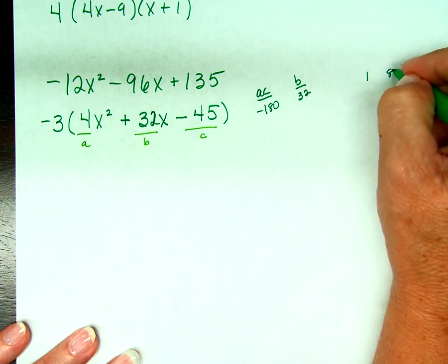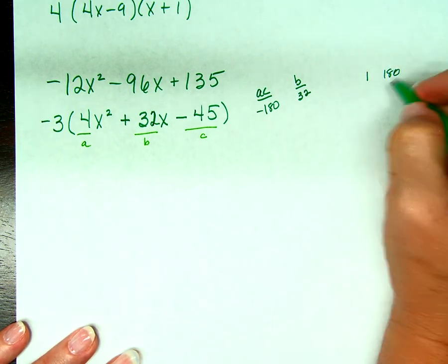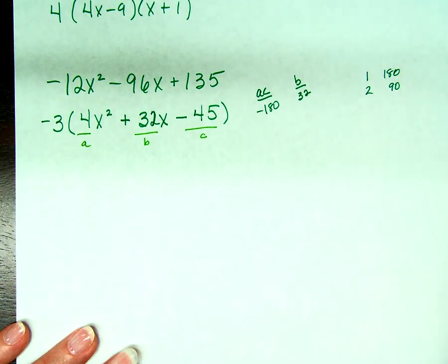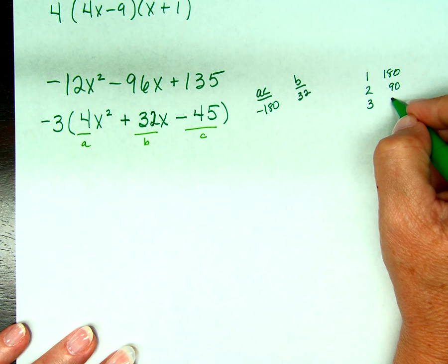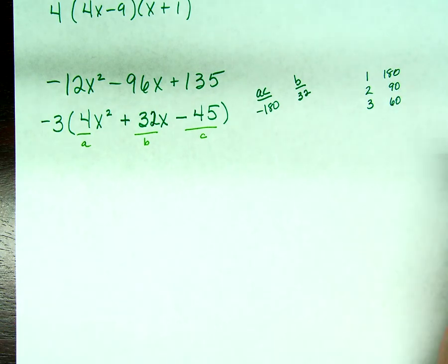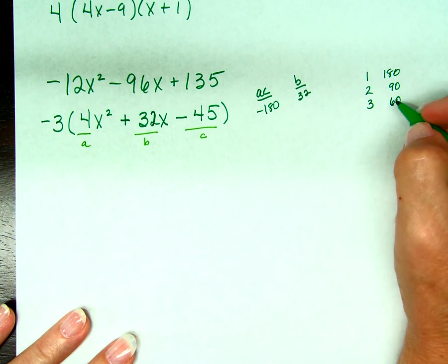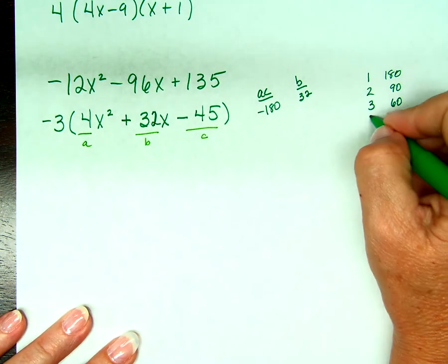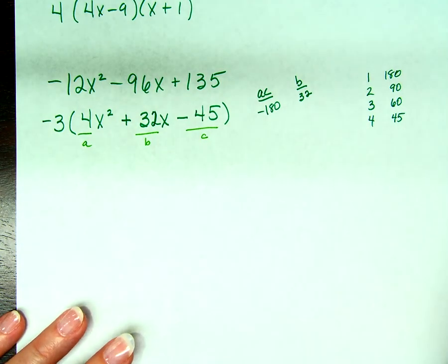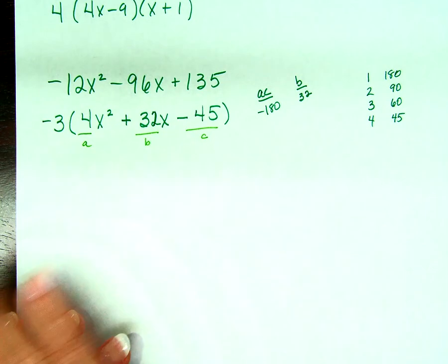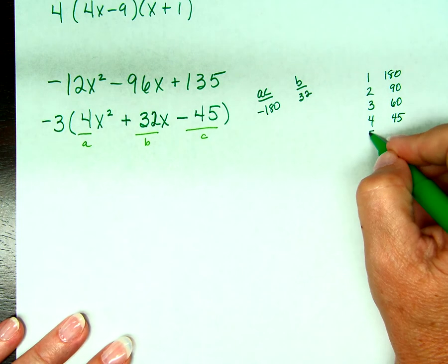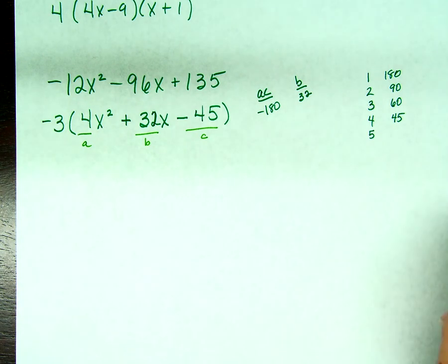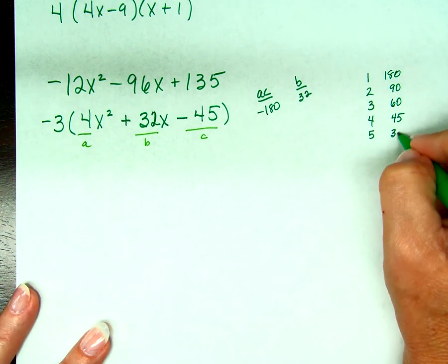I'm just going to come over here to the side and start writing the factors of 180. 1 and 180. 2 and 90. 3 and 60. 4, does 4 work? Well, I hope so, because that's how we got it, right? 4 and 45. What am I looking for again? I'm looking for a combination that'll give me 32, right? Am I there yet? No? Okay. 5 and 36. Ooh, that's close.